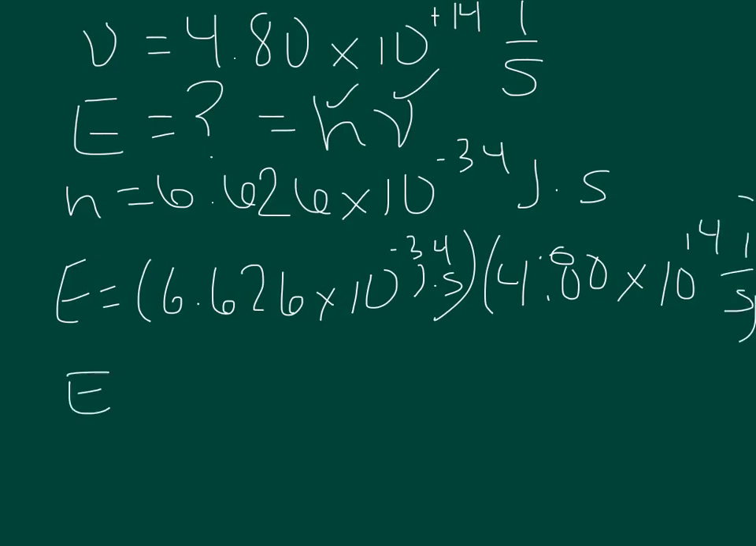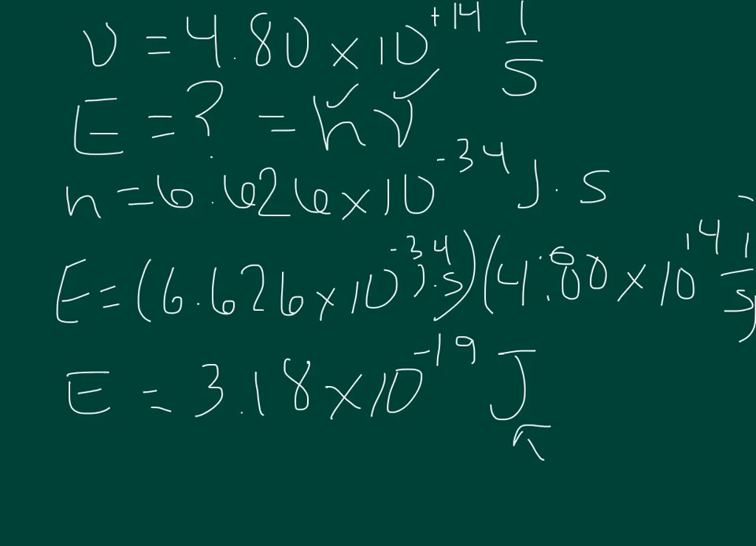This gives me an energy equal to 3.18 times 10 to the negative 19th joules. Remember that energy is in joules, and that came from having joule seconds times 1 over seconds. So my seconds cancel out, and I'm left with joules. So this was an example of being given wavelength, first solving for frequency, and then taking that frequency, solving for energy.